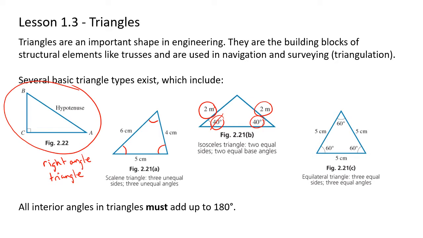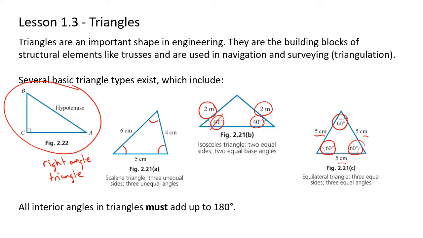The last triangle, one that you see probably less often, is an equilateral triangle. In that case, everything matches. The three sides are the same size, and correspondingly, the three interior angles are all the same.